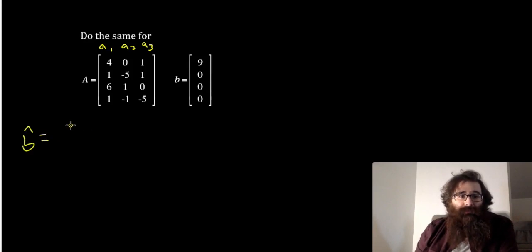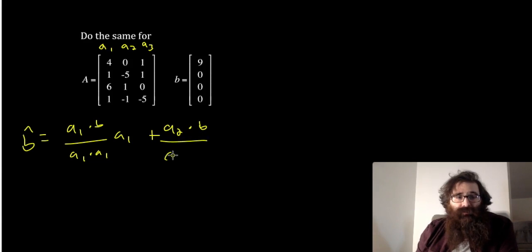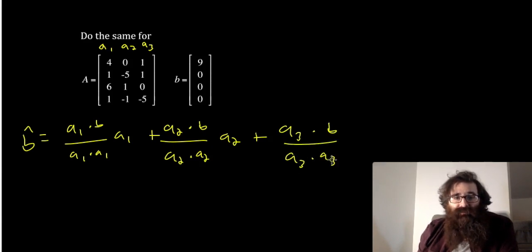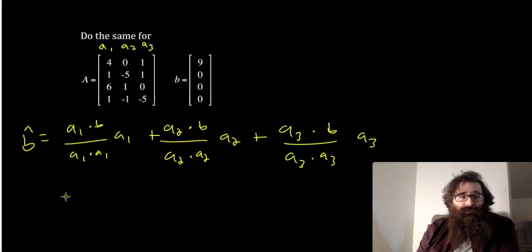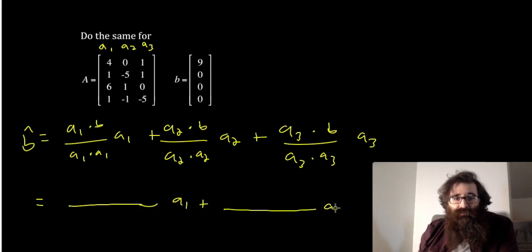It's going to be A1 dotted with B over A1 dotted with A1 times column vector A1 plus A2 dotted with B over A2 dotted with A2 times column vector A2 plus A3 dotted with B over A3 dotted with itself times column vector A3. And let's find it. Let's do it. Make sure I have enough room for everything.